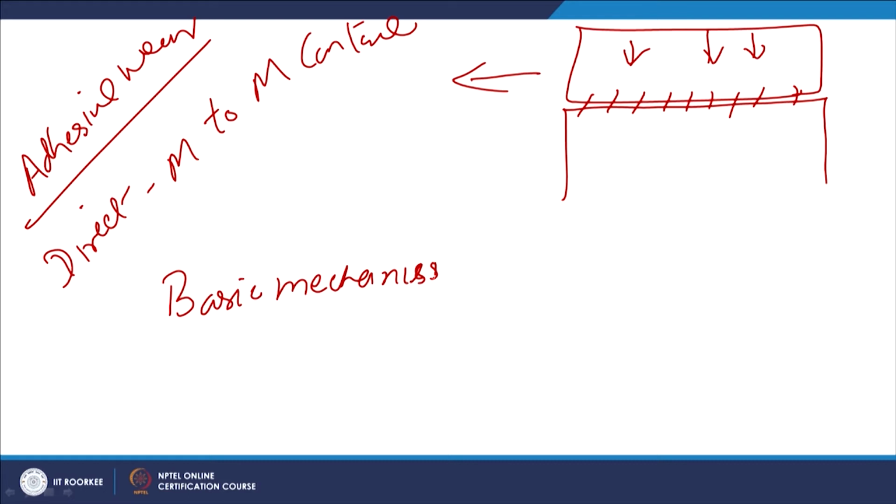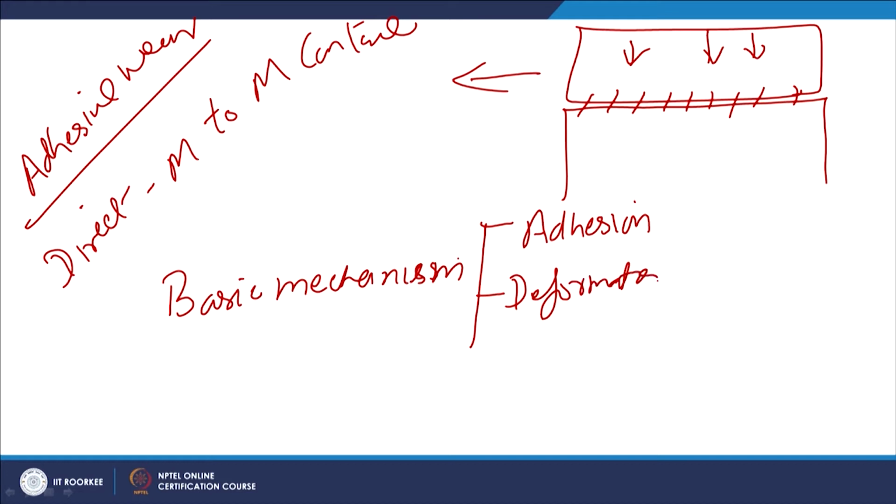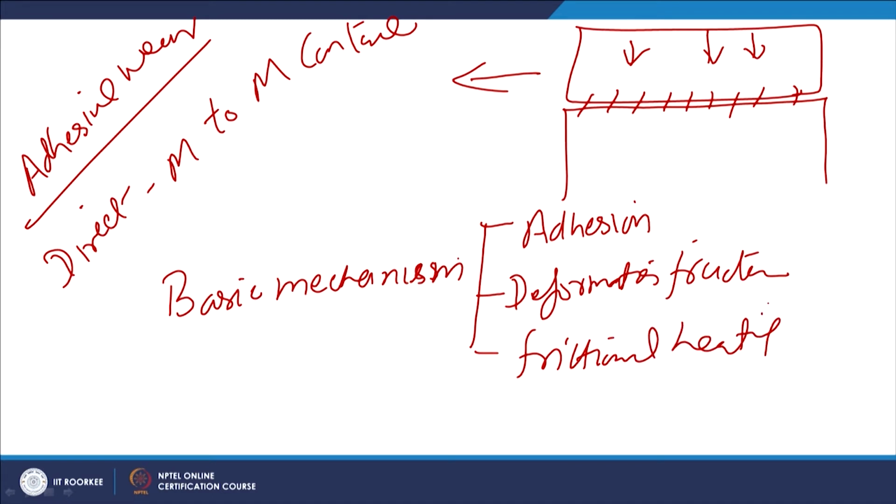These basic mechanisms are adhesion, then deformation and fracture, and third is frictional heating. All these three may be involved in any kind of sliding conditions, but their relative contribution to the material losses may vary significantly.